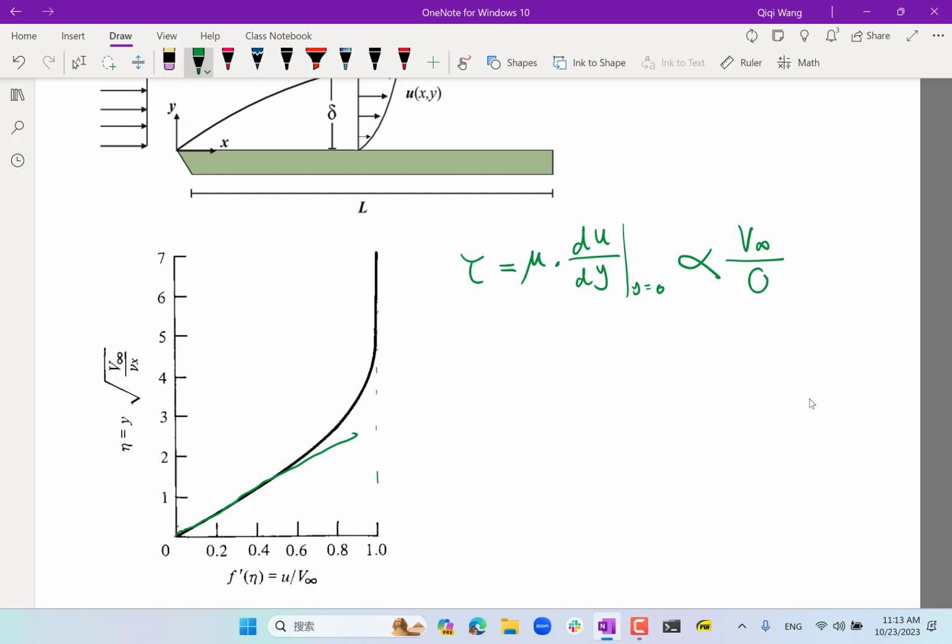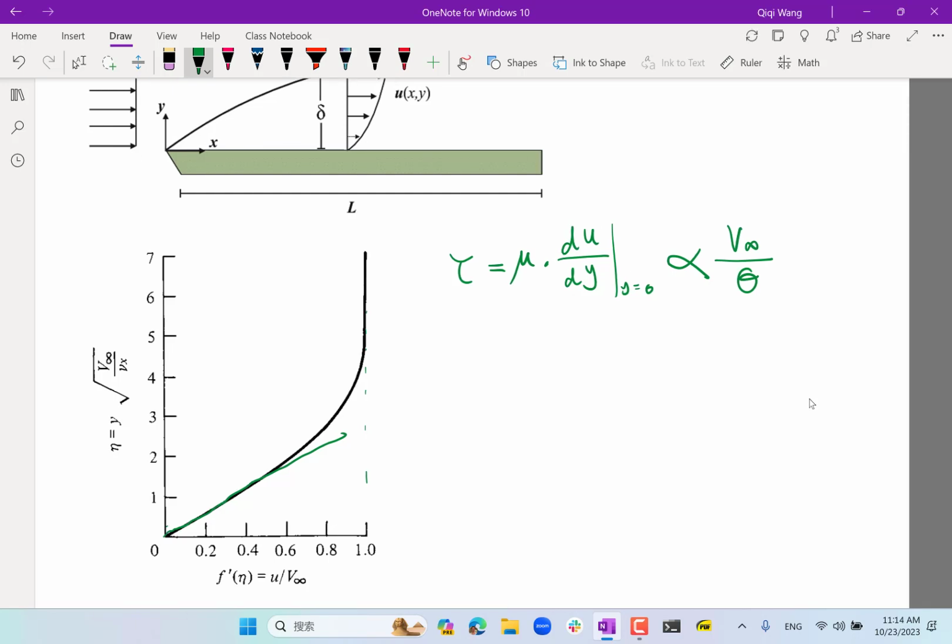v infinity divided by, let's just use the momentum thickness, right? So in the last lecture we did the calculation, and the momentum thickness is something like 0.3 something in this scale. So we know that tau is proportional to a velocity divided by length times mu. So that's how much skin friction we have.